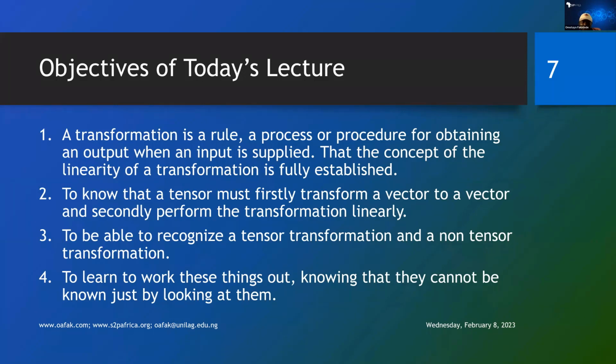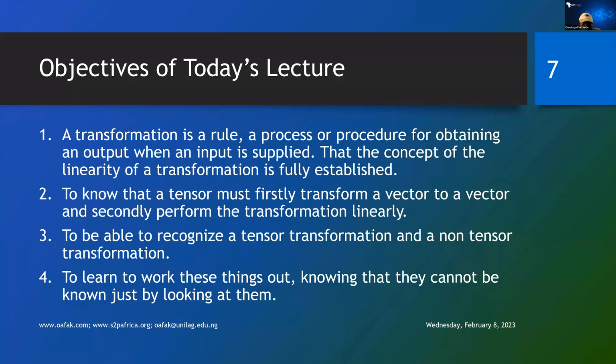To know that something is a tensor, it must first transform a vector to a vector. So a tensor is any transformation, any rule, any process, any procedure that, if you subject a vector to that procedure, you will obtain another vector. That is the first thing about a tensor. A tensor is a rule that you can use to transform a vector to another vector.